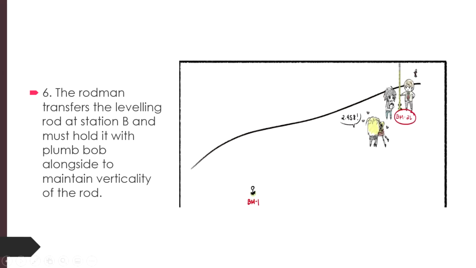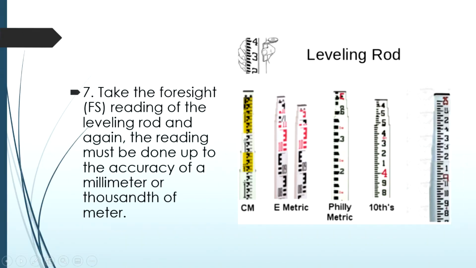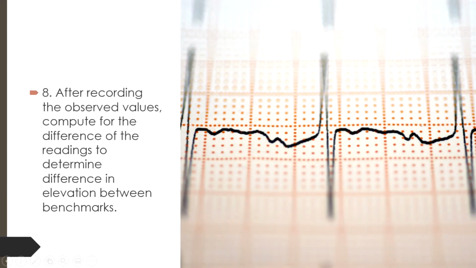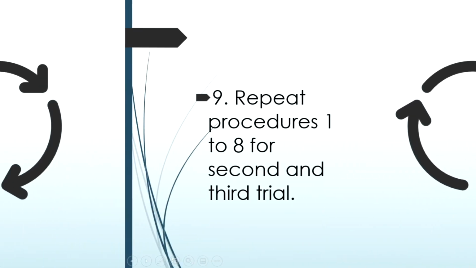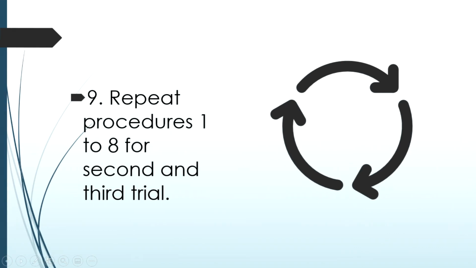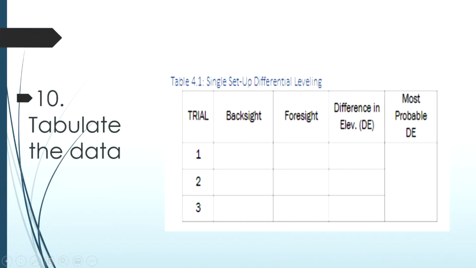Number 6. The rodman transfers the leveling rod to station B and must hold it with a plumb bob alongside to maintain verticality of the rod. Number 7. Take the foresight reading of the leveling rod and again, the reading must be done up to the accuracy of a millimeter or thousandth of a meter. Number 8. After recording the observed values, compute for the difference of the readings to determine the difference in elevation between benchmarks. Number 9. Repeat procedures 1 to 8 for second and third trial. And number 10. Tabulate the data.